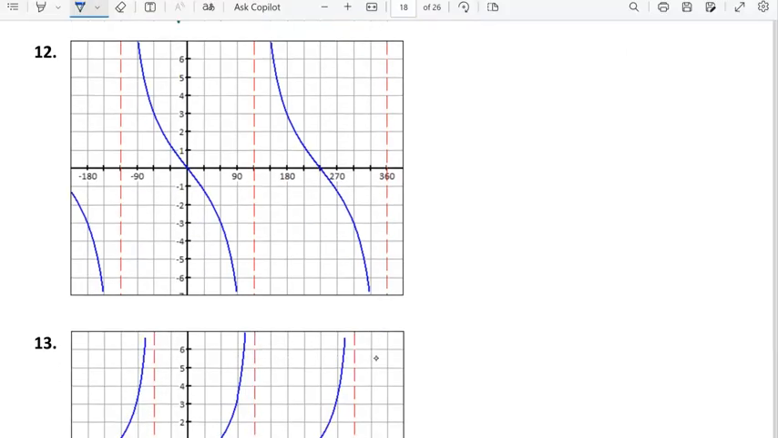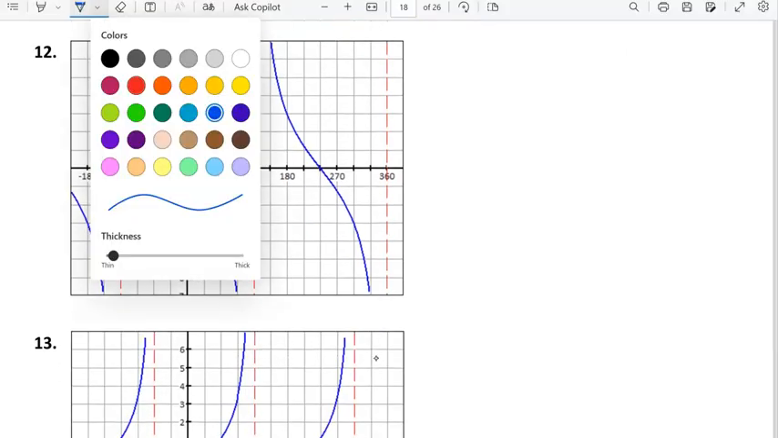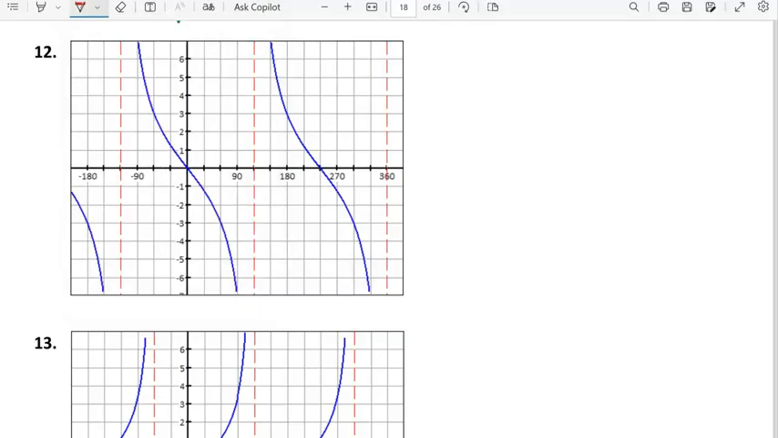All right, number 12, same approach. We're going to start by identifying the new origin, and the new origin is the point in the middle of the cycle where the graph goes through the middle of the graph. So that means our new origin, C, D, is the old origin, which is 0, 0. So there are no translations on this graph.